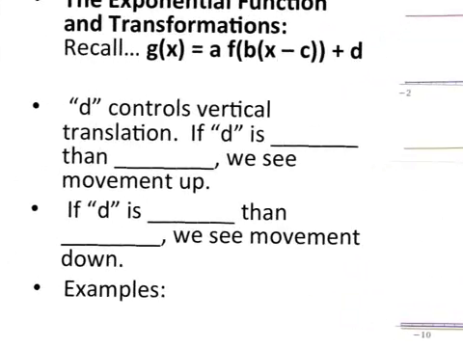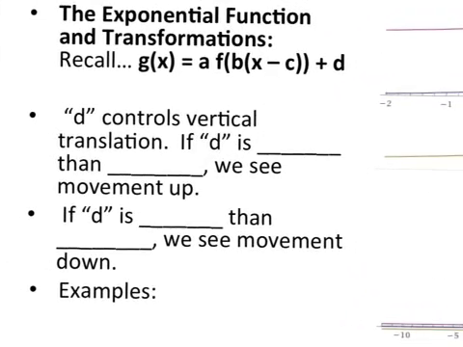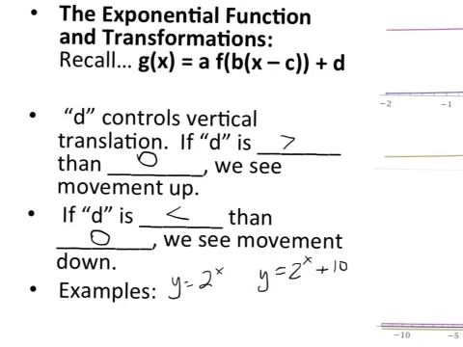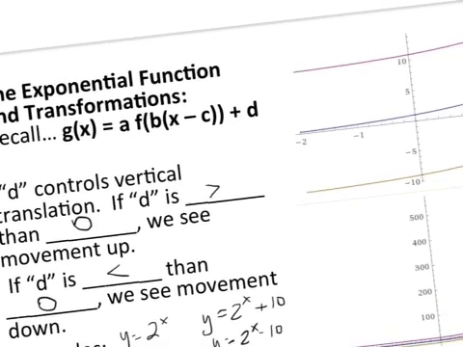Let's look at the value of D. Remember, D controls vertical translation, vertical movement up or down. So if D is greater than 0, we're going to see our function move up. Less than 0, we're going to see it move down. Looking at this basic function of y equals 2 to the x again, if we had y equals 2 to the x plus 10, it would move up 10, and y equals 2 to the x minus 10 would move it down 10. So let's see what that looks like graphed out.